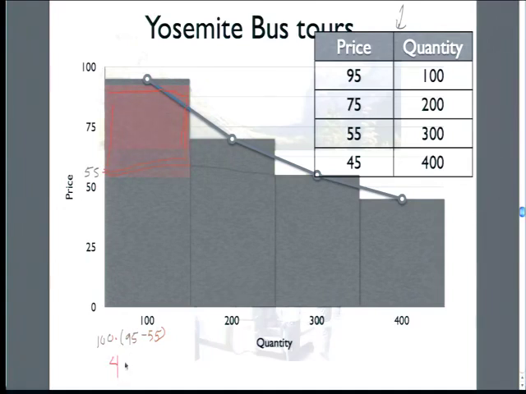All right, so we have a measure here. That's 100 times 40. So for these people, we have $4,000 worth of consumer surplus for those first 100 people. Now for the second 100 people.